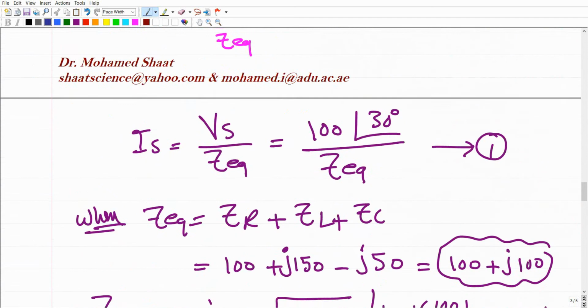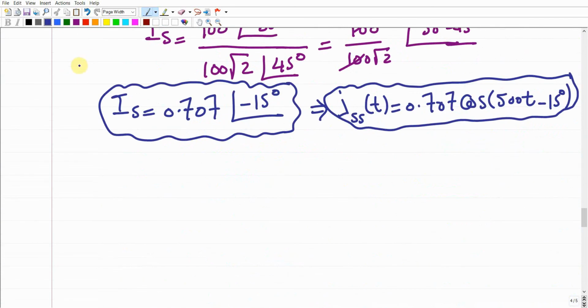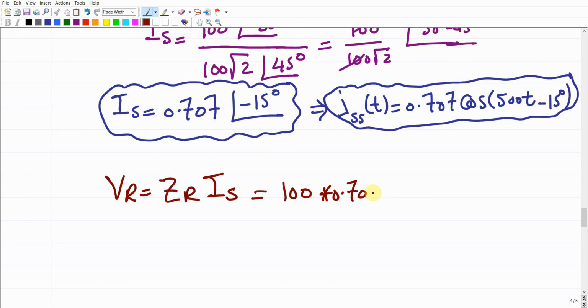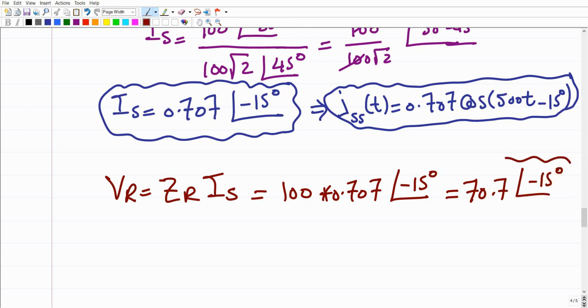So your objective is just to write the voltage VR over the resistor. It should equal ZR times Is. This is in the Phasor form. How much is ZR? We got it as 100, right? ZR is 100 times the Phasor form of the current, which is 0.707, and the angle is negative 15 degrees. So doing the calculation, it's going to be 70.7, and the angle is negative 15. This is the phasor of the voltage over the resistor.